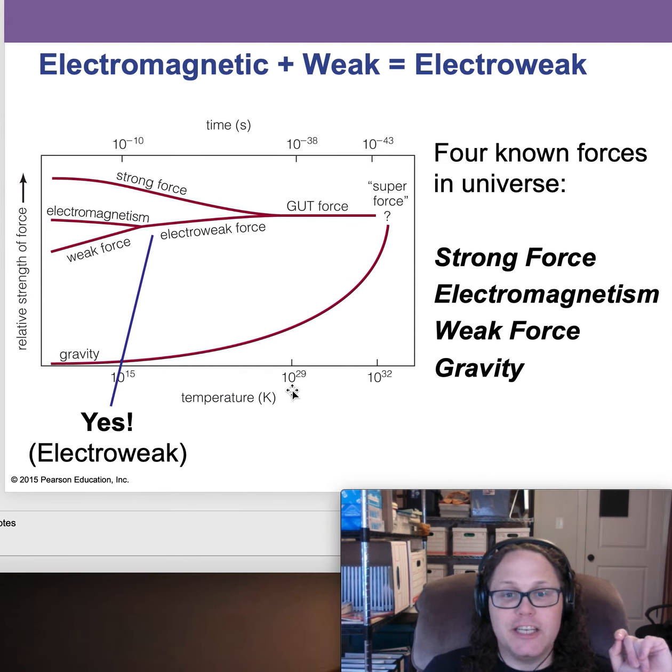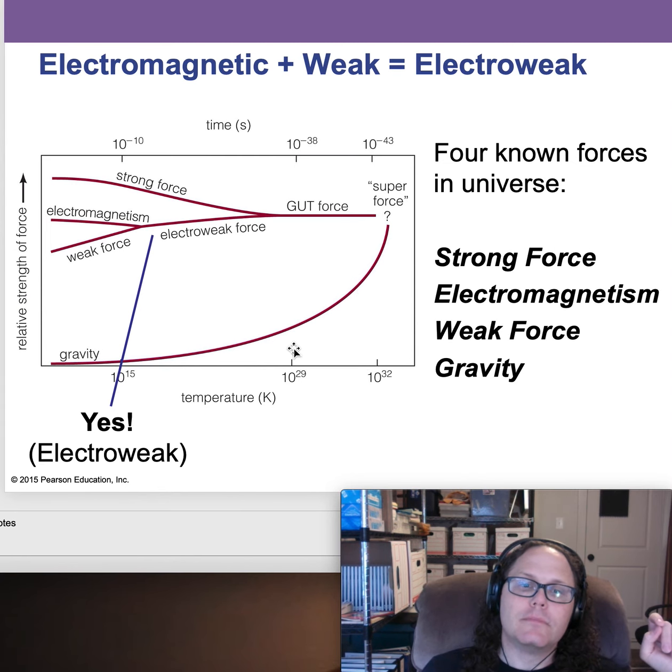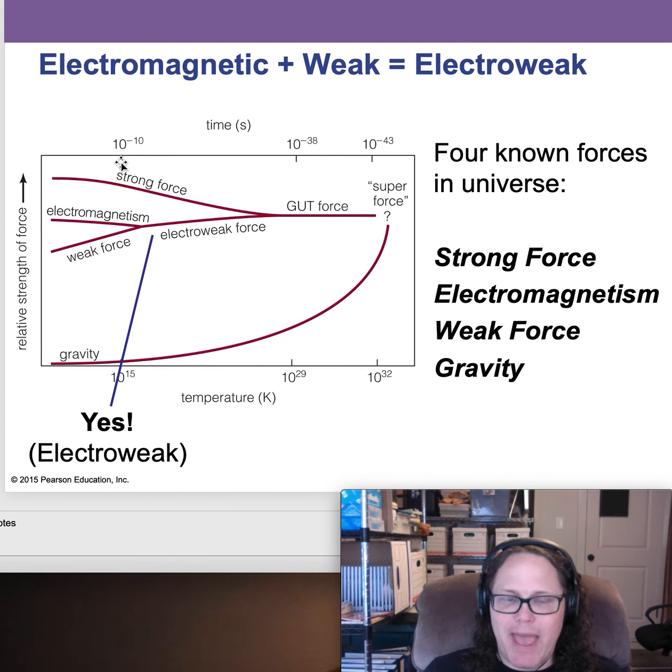Over here is 10 to the 29th degrees. Cannot do that in laboratory. Here is 10 to the 32nd degrees. Don't even try. The x-axis is also time after the Big Bang, because the universe cooled off with time. So this is 10 to the minus 10th seconds after the Big Bang, 1/10 billionth of a second. Here is 10 to the minus 38 seconds, 10 to the minus 43.